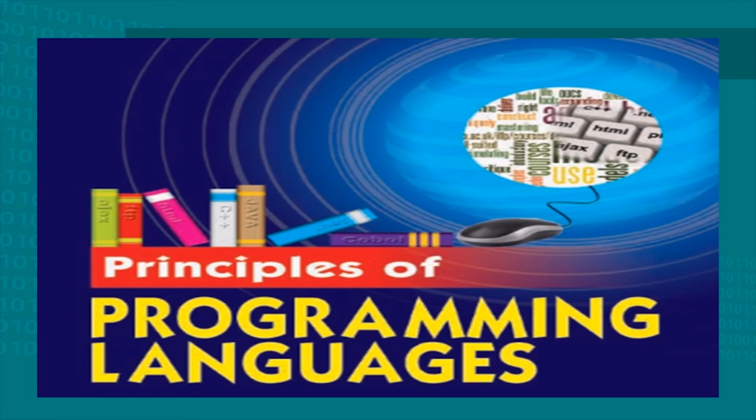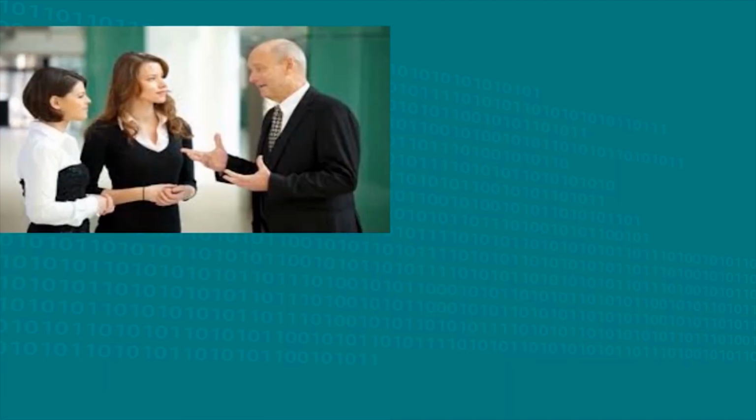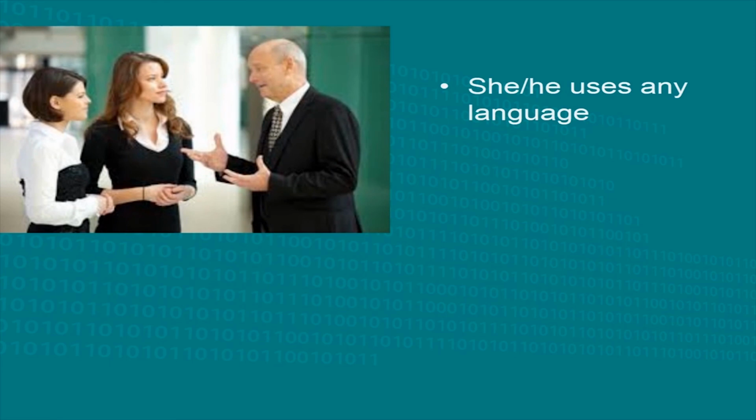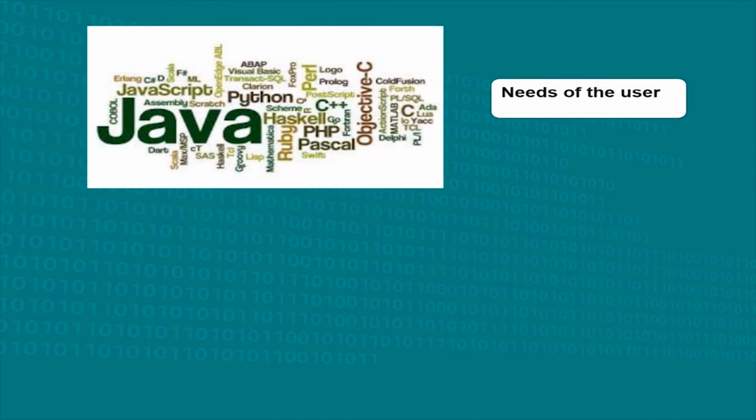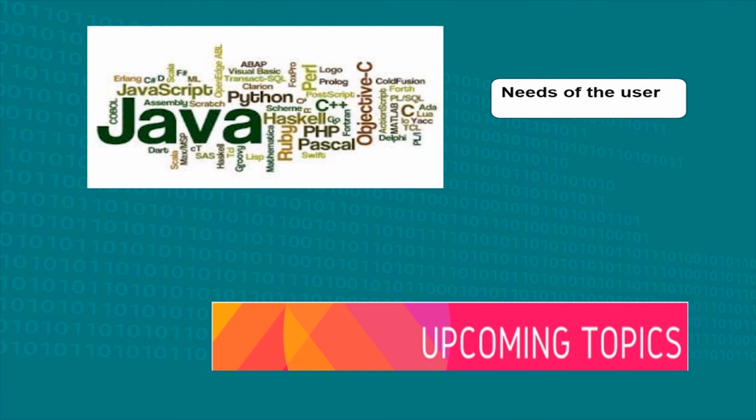Well, to shed more light on this, suppose a person wants to talk with someone. She would use any language of his or her preference. Similarly, a language is needed to communicate with a computer. This language is called programming language, and the type or choice of language depends on the needs of the user. We will study these languages in upcoming topics.